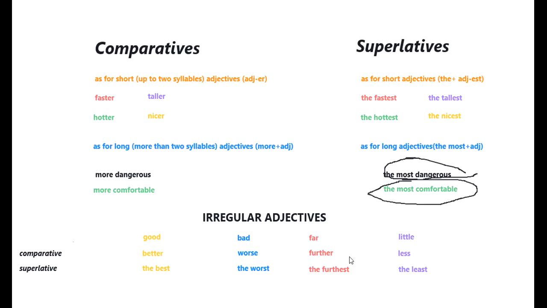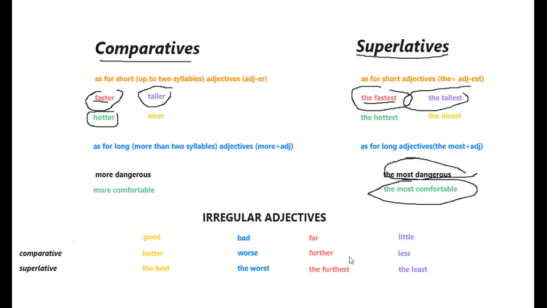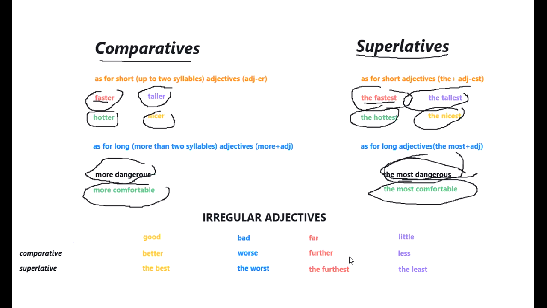Okay, so let's read the examples again. Faster, the fastest. I'm telling the comparative form first and then the superlative form. Faster, the fastest. Taller, the tallest. Hotter, the hottest. Nicer, the nicest. As for long adjectives, more dangerous, the most dangerous. Don't forget using the in superlatives. And more comfortable, the most comfortable.